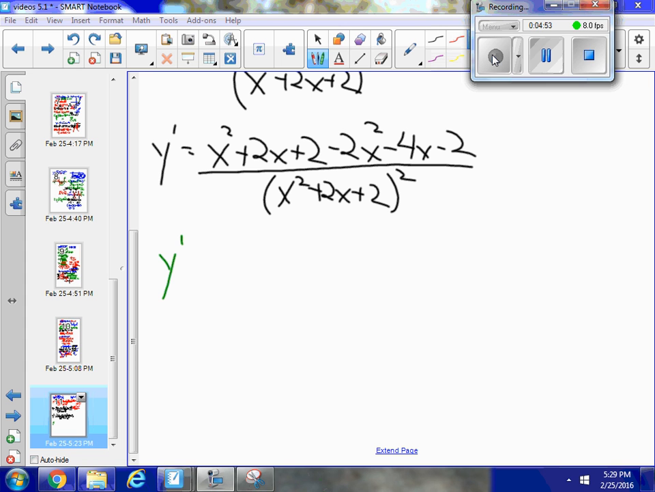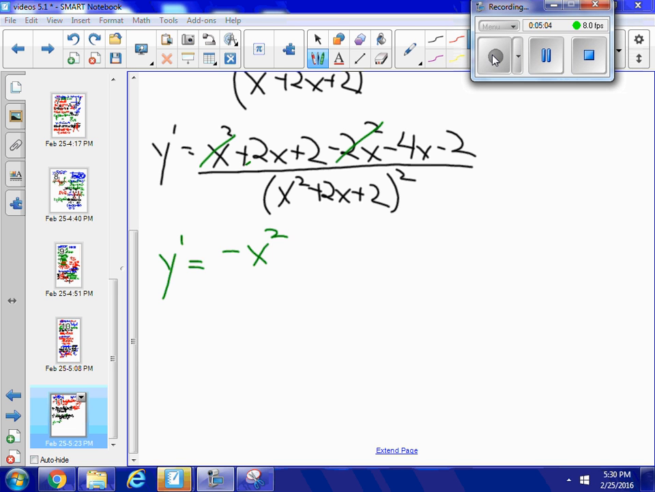So, combining my like terms for y prime, well, I have an x squared and a negative 2x squared. That's going to give me a negative x squared. And I have a 2x and a negative 4x. That's going to be minus 2x. And a plus 2 and a minus 2, those are gone.